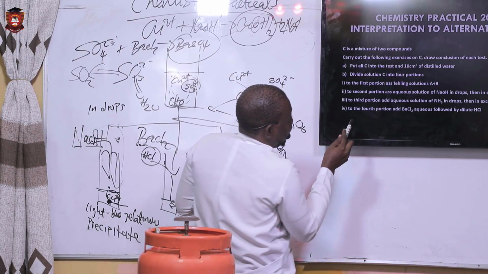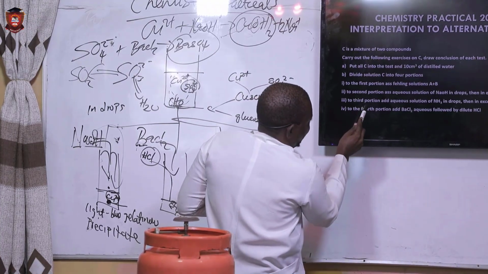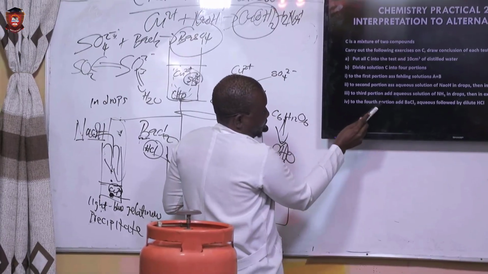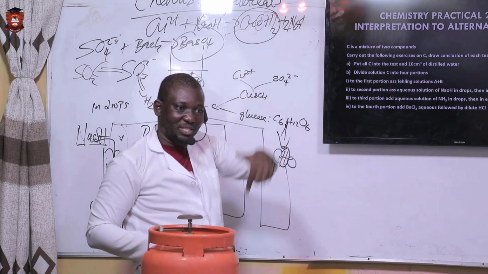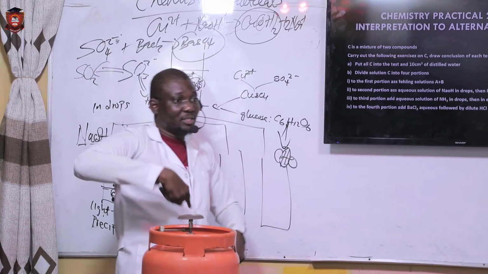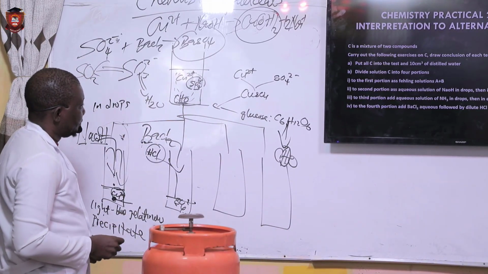So I think in this question, you can see it here. Where is it? Second portion. No, not the second portion. It's in the last portion here. So the fourth portion, add this, and then followed by this. It's just to know that this one is SO4 and not SO3.